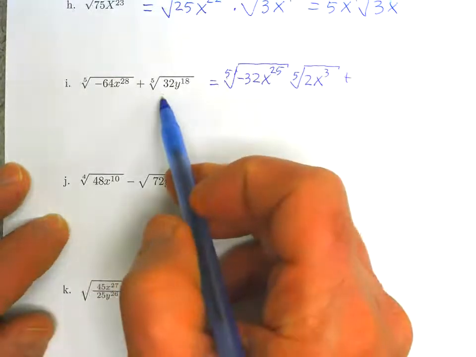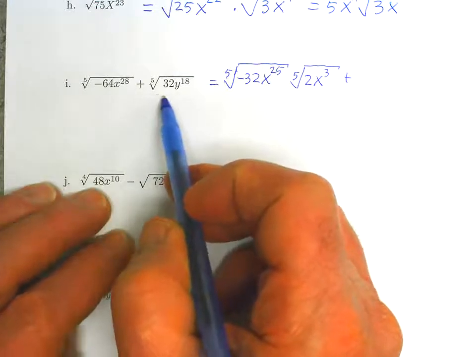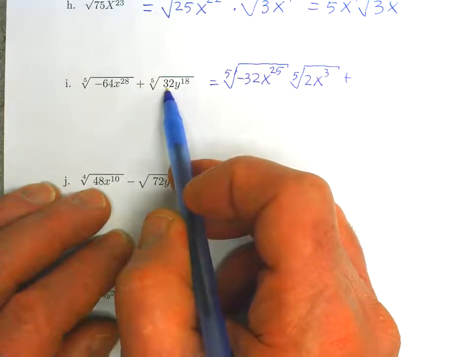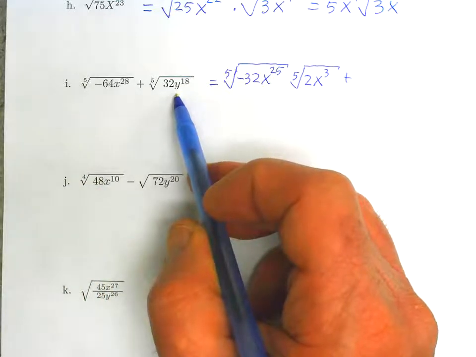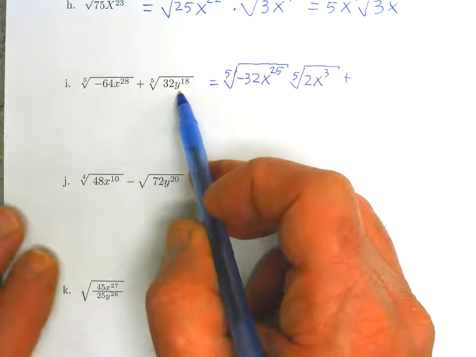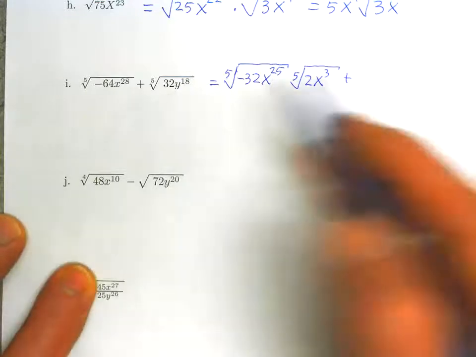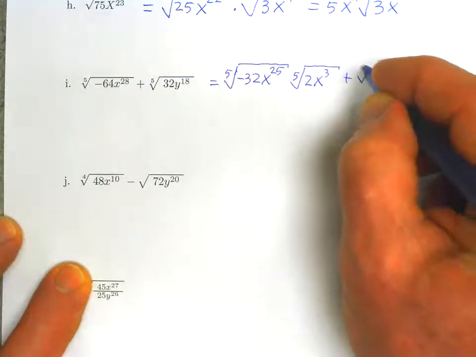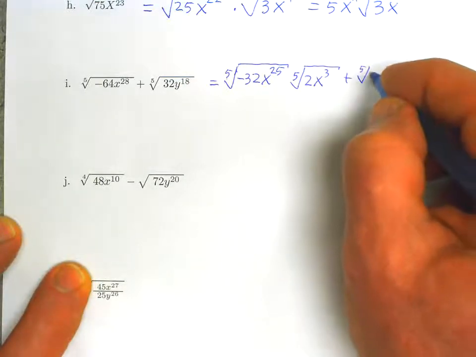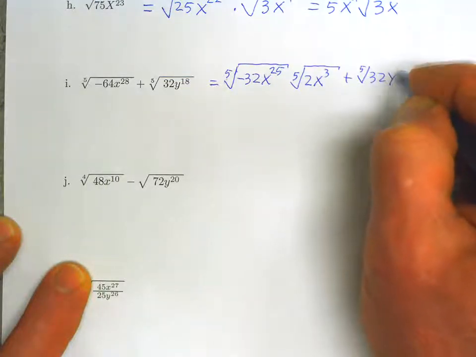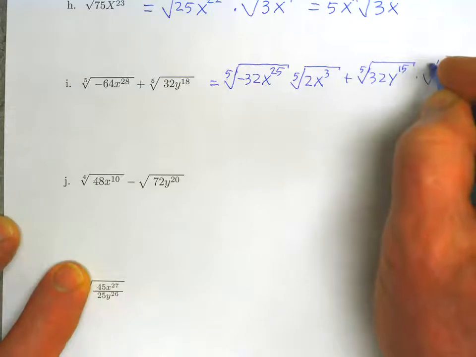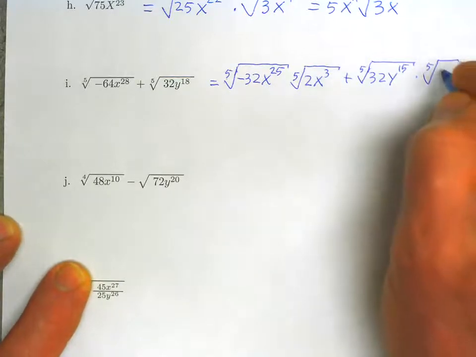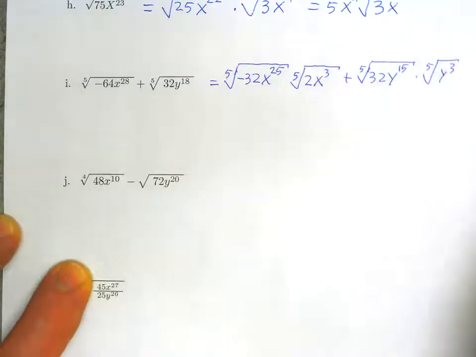And then we look at the other radical, the fifth root of 32 y to the 18th. 32 is a perfect fifth power, and the largest factor of y to the 18th that's a perfect fifth power is y to the 15th. So we can rewrite this as the fifth root of 32 y to the 15th multiplied by the fifth root of the remaining factors, y to the third.